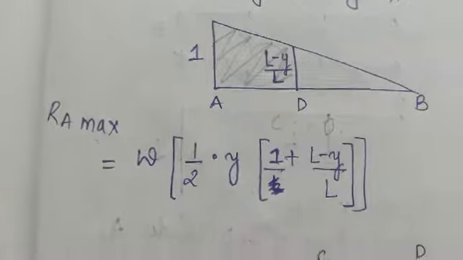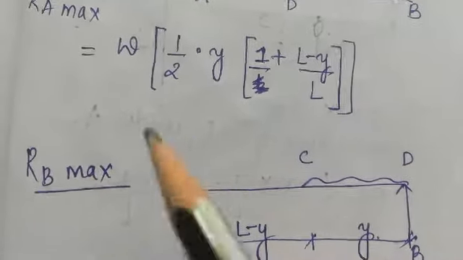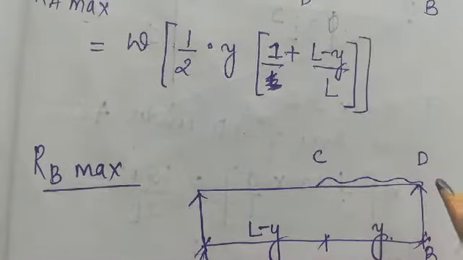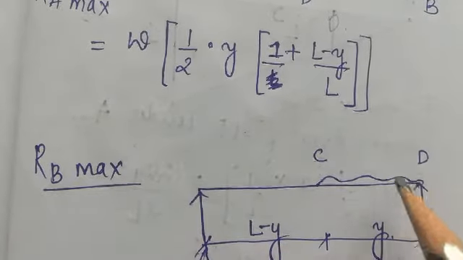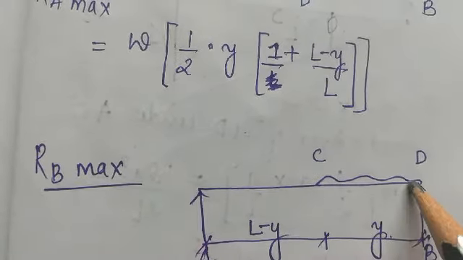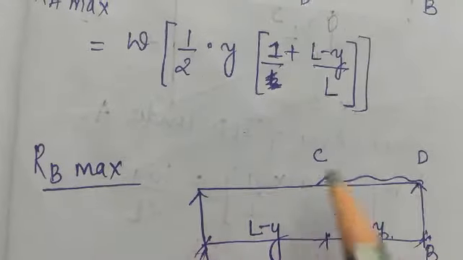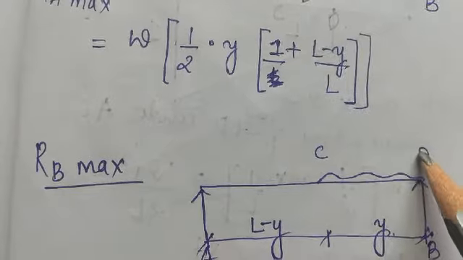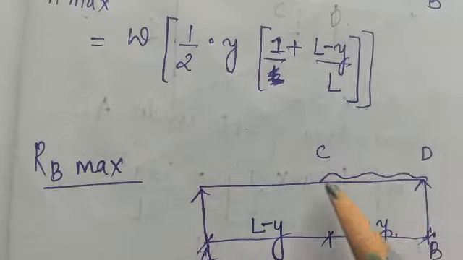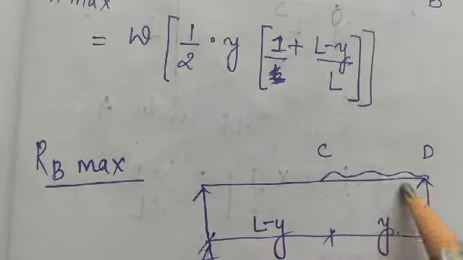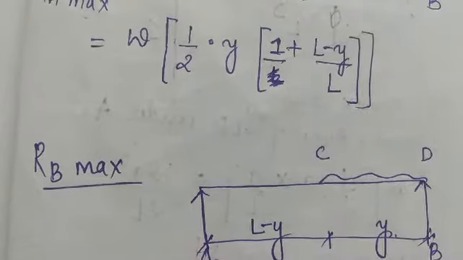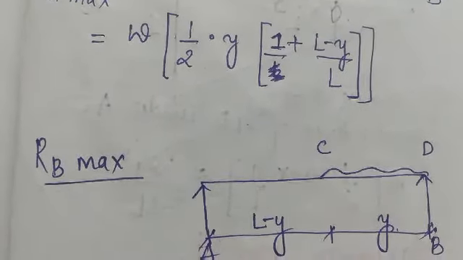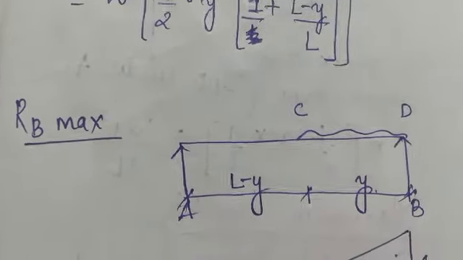Next, if I want to calculate RB max, the head of the load should be on B. If I redraw the diagram for RB max, I'll be getting the head, that is D, on B. Then Y is the distance over which the load is spread out, and the remaining distance will be L minus Y, where L is nothing but the span of the beam.